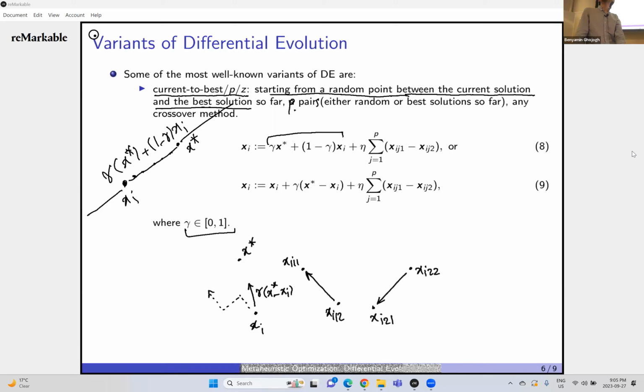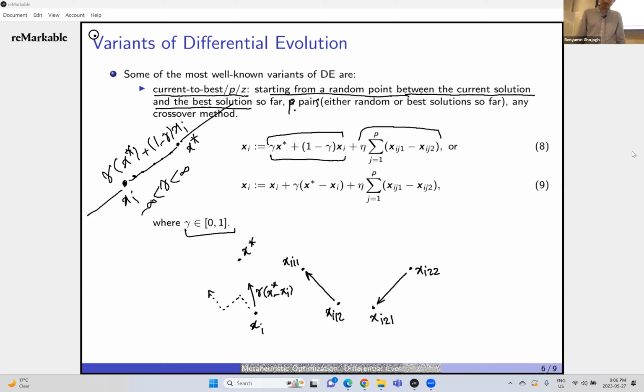The equation is the same, but the range of gamma will change. Now let gamma be between minus infinity and infinity. If gamma is negative or greater than 1, I will go further than these two points on this line. So according to the analysis that we talked about, this is some point, based on what gamma we choose, some point between Xi and X star, because gamma is between 0 and 1.